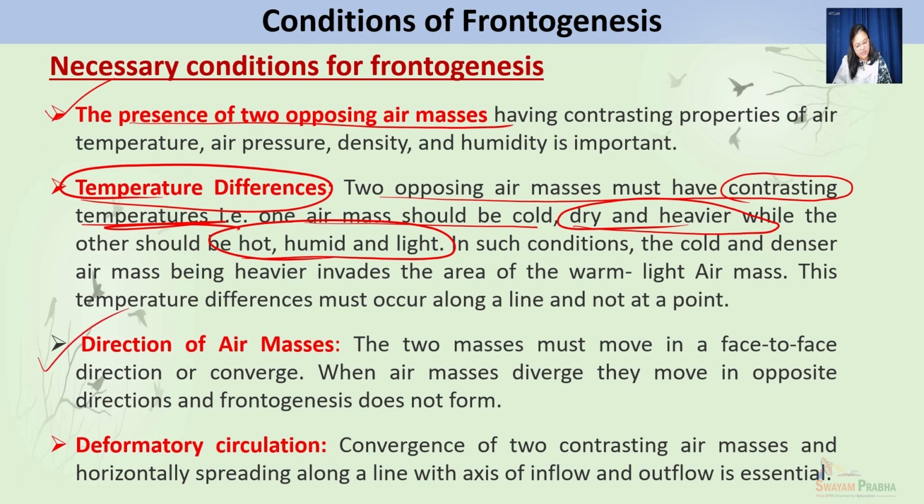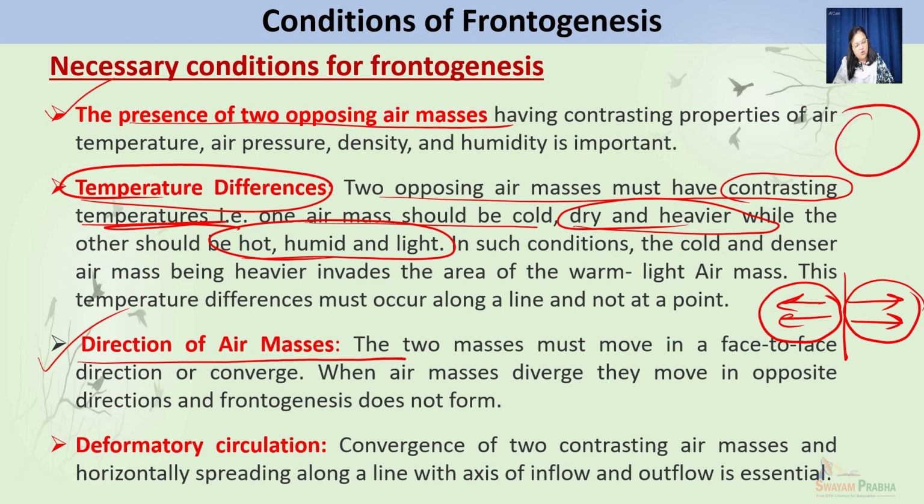And the third important condition is the direction of air masses. So if the air masses are of contrasting nature, but they are moving in opposite directions, they will not lead to the formation of fronts. Fronts are formed only when the contrasting air masses are moving face to face in direction. So these are the zones where the fronts will be formed. They have to move face to face in order to converge. When air masses diverge, they move in opposite directions and frontogenesis does not occur.